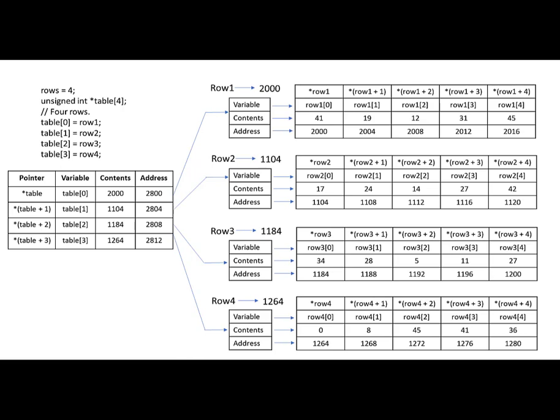The column on the far right shows some addresses where the table could be stored in memory. So the actual table, I'm assuming, could be at addresses 2800 through 2812. But the actual contents of each of the locations is shown as 2000, 1104, 1184, and 1264. I've also added some arrows so you can see that the table contains pointers to the 4 one-dimensional arrays that we previously created.